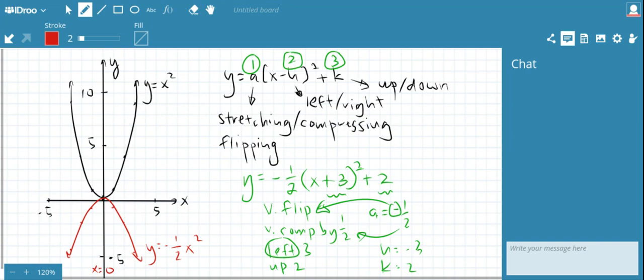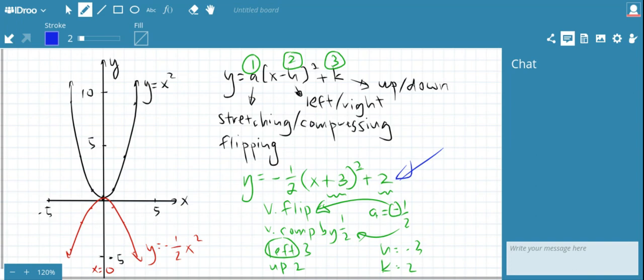Now most people can do left 3 and up 2 at the same time, right? So we're going to do that at the same time. So we don't have to draw 2 more graphs, we'll only draw 1 graph. And because all of these things are going together, we're going to be transforming the red graph because we already did the a part, so now we just want to do the h and the k part, right? So we're going to take all the red dots and we're going to move them left 3 and up 2.